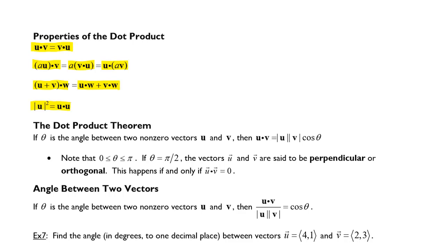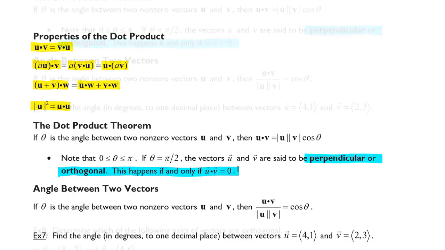Note that theta must be between 0 and pi. If theta equals pi over 2, the vectors u and v are said to be perpendicular or orthogonal. This happens if and only if the dot product equals 0. We will be asked about being perpendicular or orthogonal in the future, and so we'll definitely want to keep that in mind.